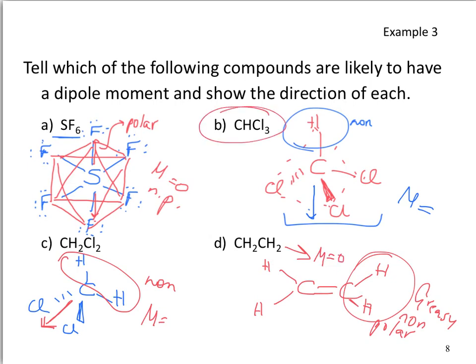So the only 2 that will show a bond or are likely to show some dipole moment are chloroform CHCl3 and dichloromethane CH2Cl2.